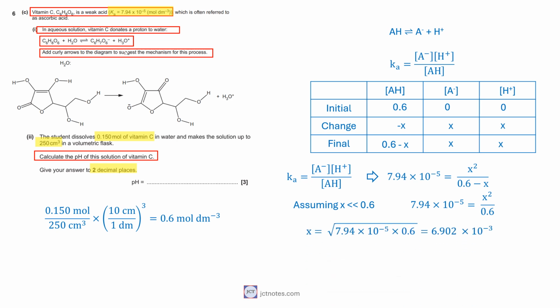This gives us that X is equal to the square root of 0.6 times 7.94 times 10 to the power of minus 5, that is 6.902 times 10 to the power of minus 3. The approximation that X is much lower than 0.6 is correct here. The concentration of protons is 6.902 times 10 to the power of minus 3. Taking the logarithm and changing the sign, we have the pH equals 2.161. Rounded to 2 decimal places, it is 2.16.